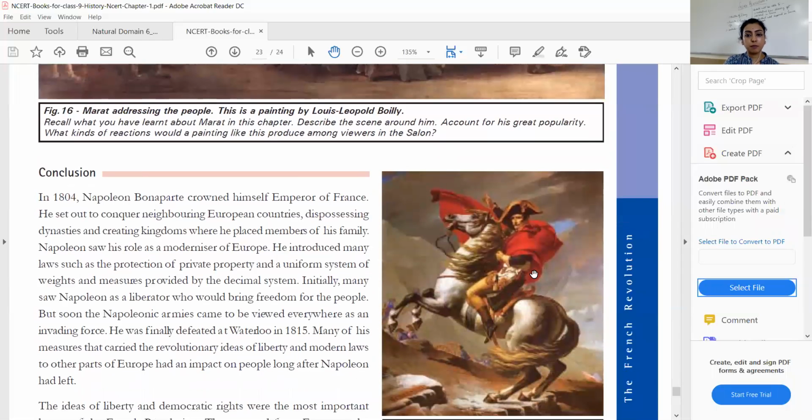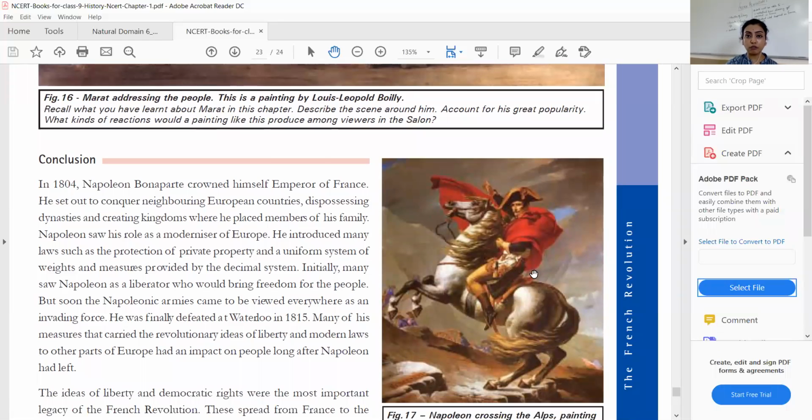So let's move to the last part, the concluding part of this chapter. In 1804, Napoleon Bonaparte declared himself the Emperor of France. I think you remember after the Directory, there were clashes.